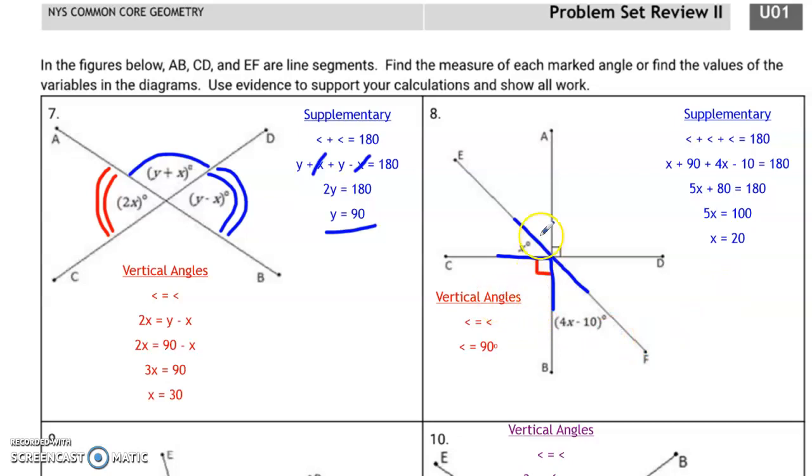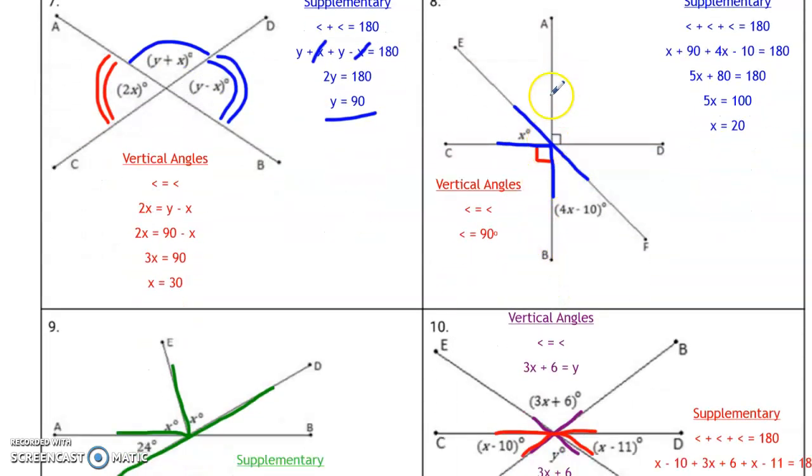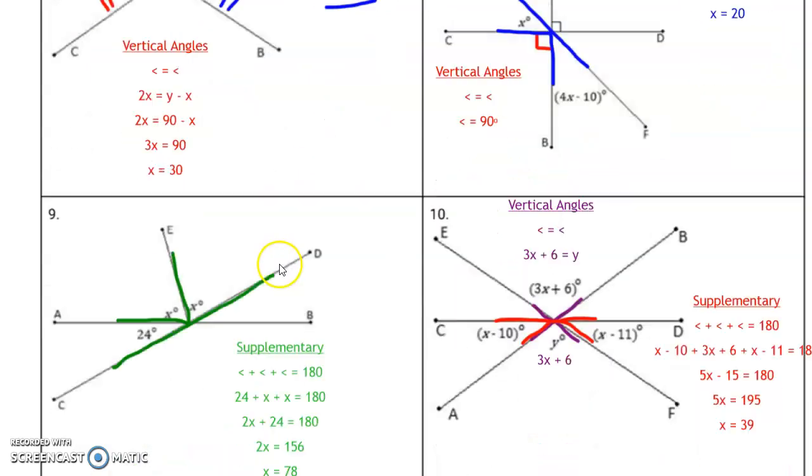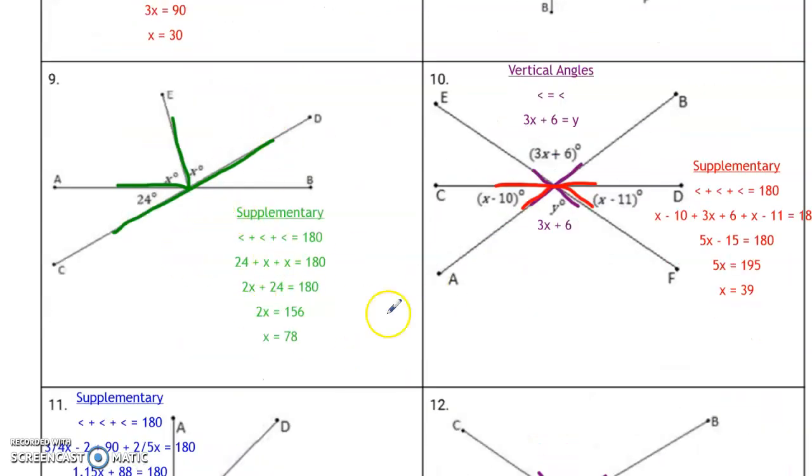And then vertical angles, we know that these two angles, this angle here and this angle here, are both 90 degrees because they share a vertex and they're created by two intersecting lines. For this one, we only needed one relationship, supplementary. These three angles along one side of a line are equal to 180.